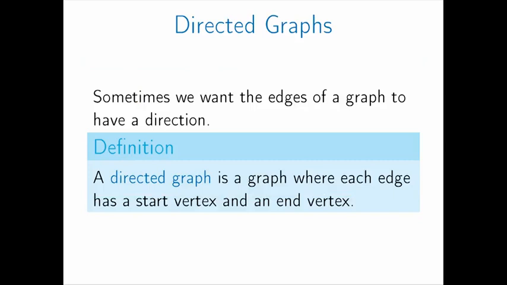The point is that sometimes we want to talk about the edges of a graph that have a direction. This is just because sometimes pairs of things are related in a way, but the relation isn't symmetric. One of them comes before the other, or it's sort of a one-way viewership or something like that. And so we define a directed graph to be a graph where each edge has a designated start-end and an end-end.